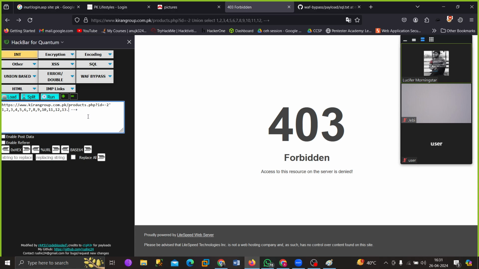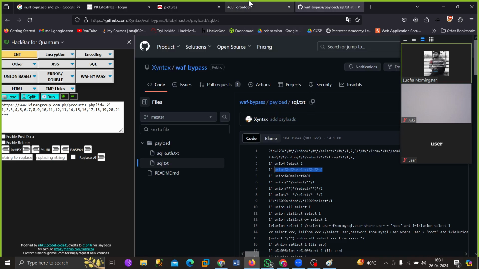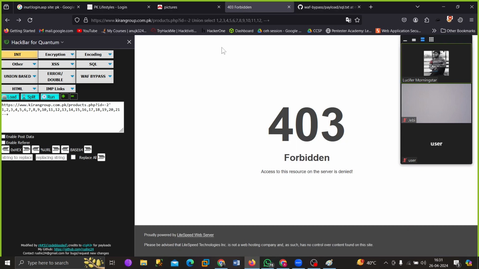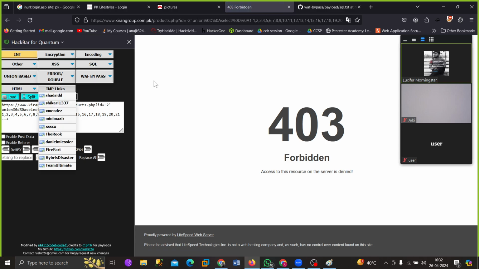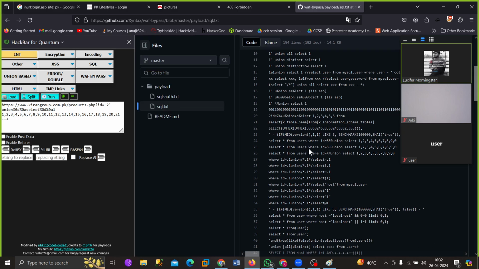Twelve, 13, 14, 15, 16, 17, 18, 19, 20, 21. Okay, let me use this boolean to bypass it. Even this is showing it is not working.